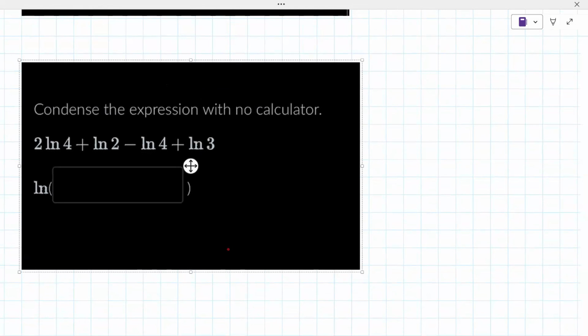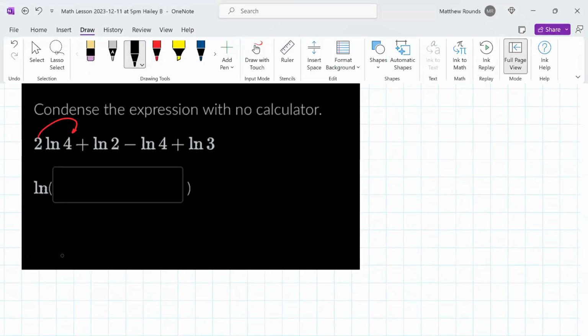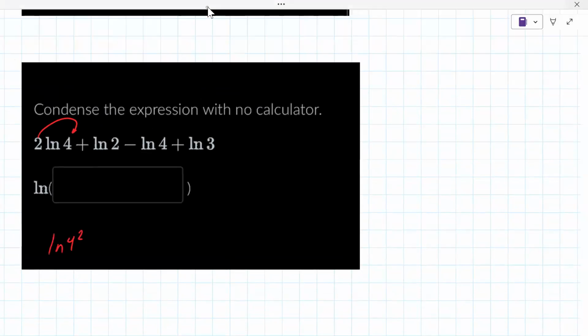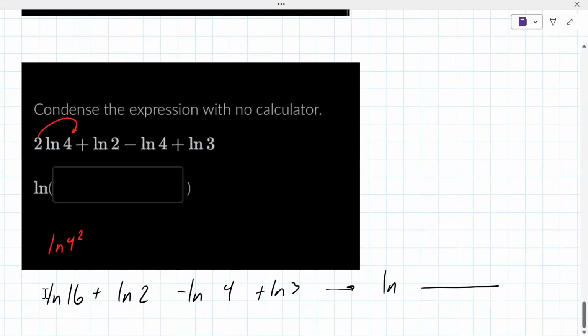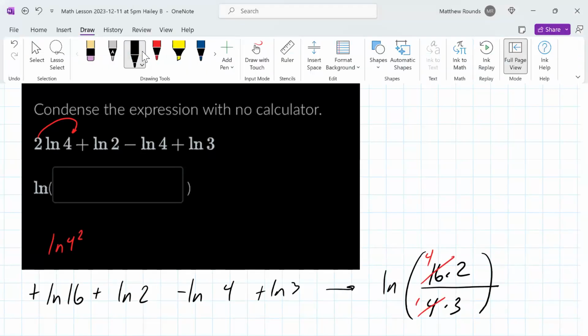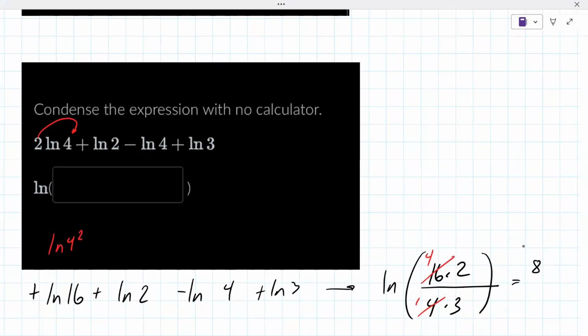Okay, so the first thing is that you typically move the numbers in front, if there are any, to the top. So it's the natural log of 4 squared, which is really the natural log of 16, plus the natural log of 2 minus the natural log of 4 plus the natural log of 3. So typically, you think of this as reverse. If it's positive, it goes on the top. If it's negative, it goes on the bottom. And then you try to reduce if you can, like 16 and 4 go together. This becomes 8, natural log of 8 over 3.